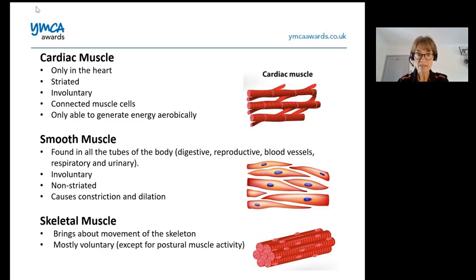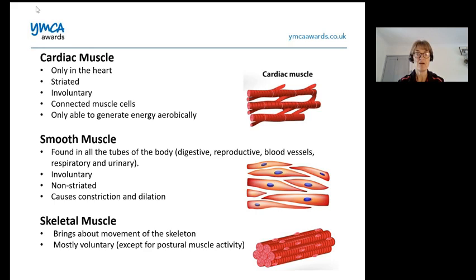Like cardiac muscle, it's involuntary, but this is non-striated. It doesn't have that stripy appearance with the sarcomeres. And the action that we get in this is that constriction and dilation of the tubes, the narrowing and the widening of the tubes.